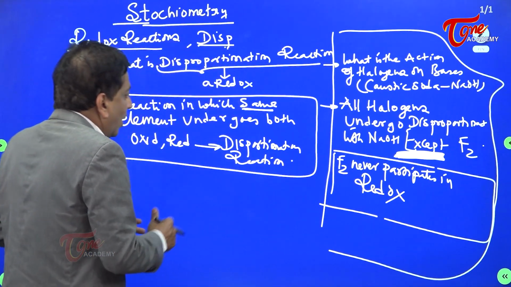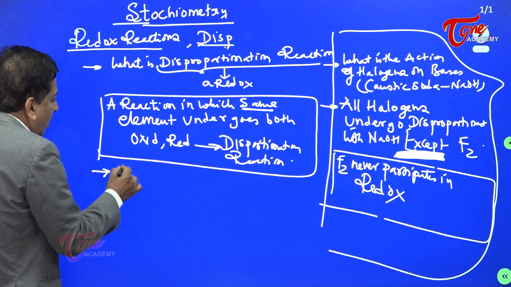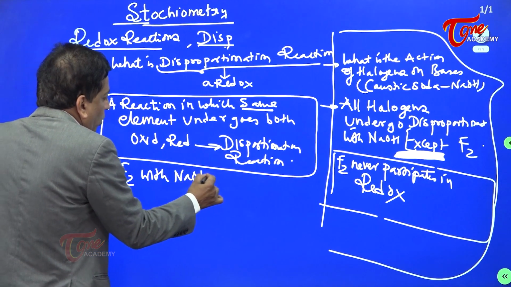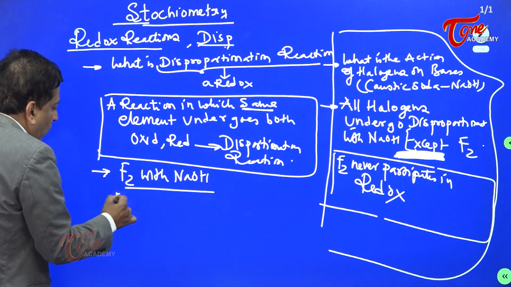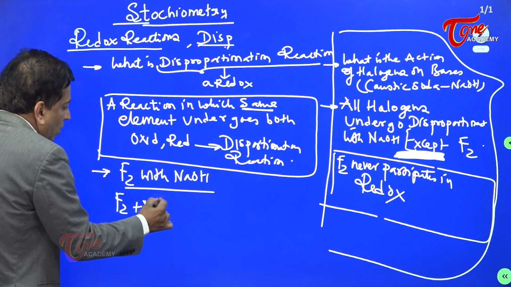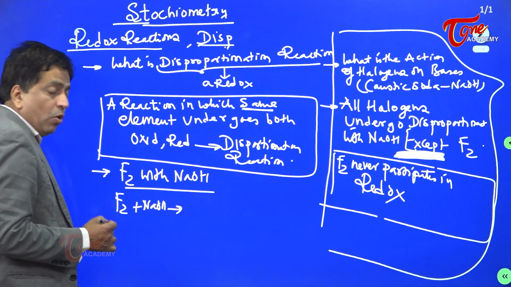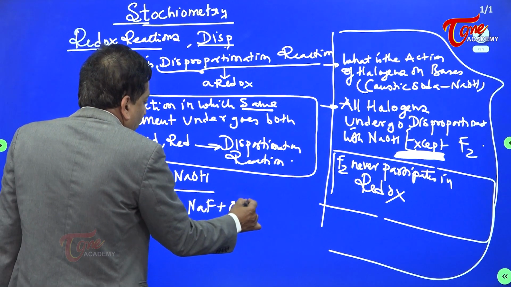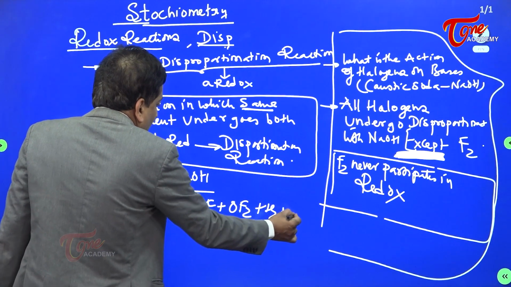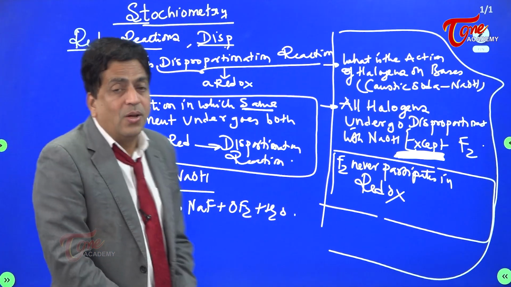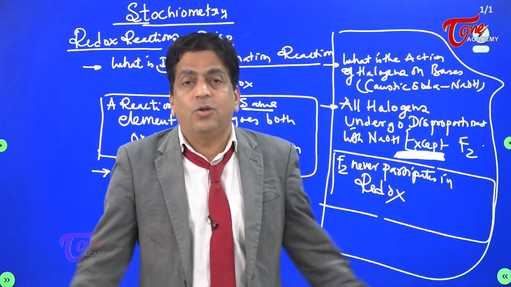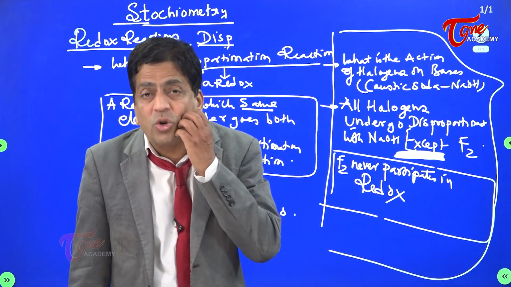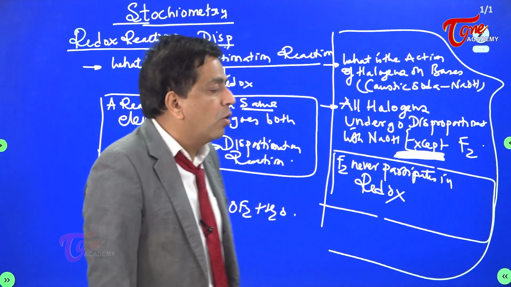For example, let us take the case of fluorine with NaOH. Now what is the reaction about? Fluorine with NaOH. This is what you are supposed to get: NaF and OF2 and water. This is the reaction. Now, is it a redox? No, absolutely not. Is it a disproportionation? No, it's absolutely not.